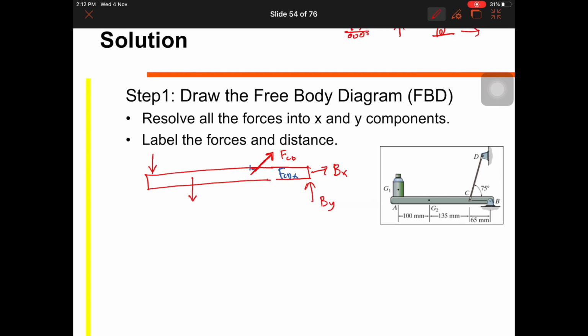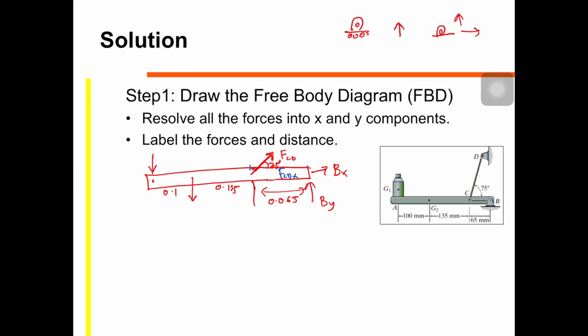So we can label the distances: 0.1 meter, 0.135 meter, and then here is 0.065 meter. So the angle here is 75 degrees.